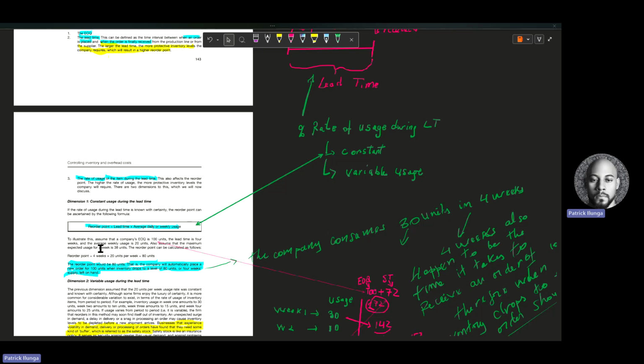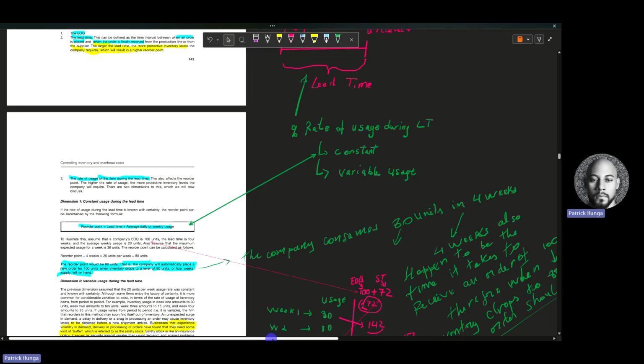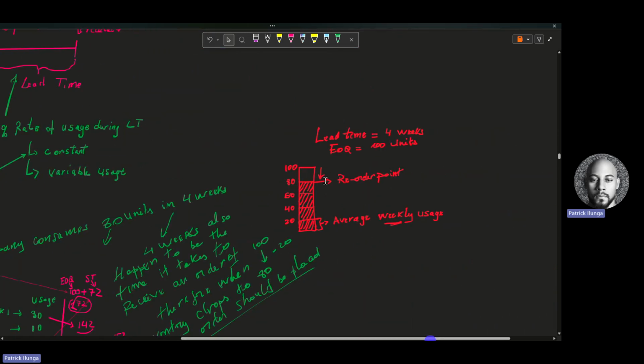So the lead time is 4 weeks. They tell us the lead time is 4 weeks. That's interesting. So we have 4 weeks, when we place an order. And I have put it here for you to understand. You have everything in your notes. So they have a lead time of 4 weeks. They have an EOQ of 100 units, right? So we know that when they replenish, they have 100 units, they're gonna start using those units.